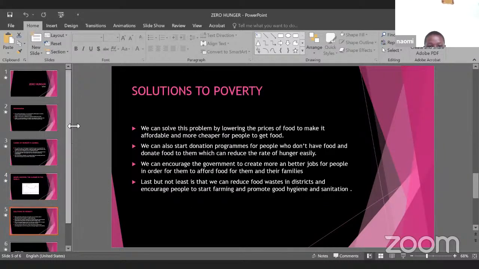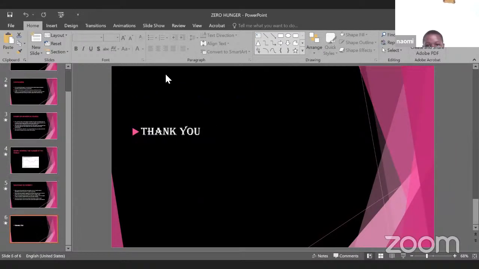So the solutions to hunger: we can make the price of food more affordable for people. We can start programs which help people get food, like donation programs. We can also encourage the government to create more and better jobs for people. We can also reduce the food waste in districts and encourage people to start farming to promote good hygiene. So I think I'll now go to the Scratch presentation. Any questions? Yeah, go to the presentation, then we shall ask after that. Could you adjust your camera?